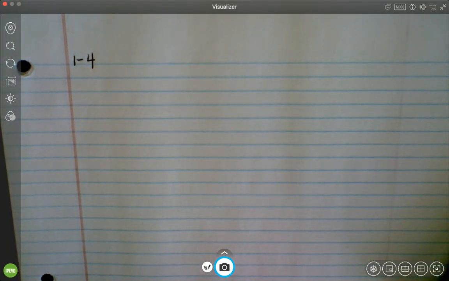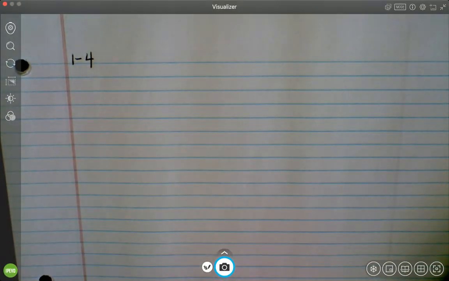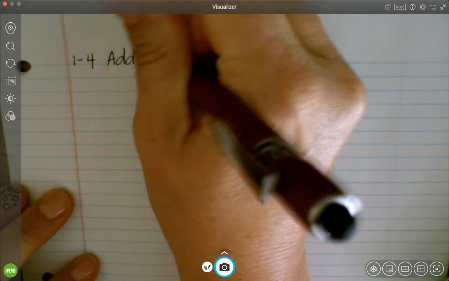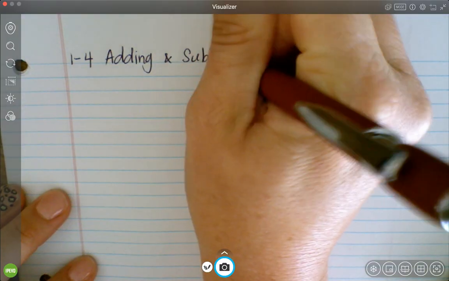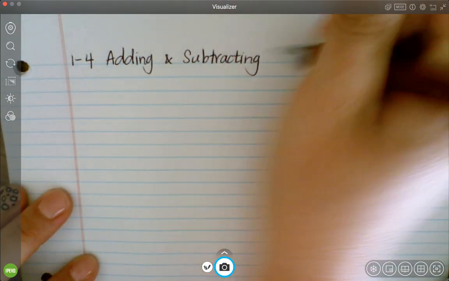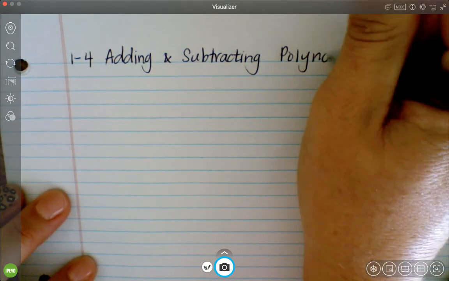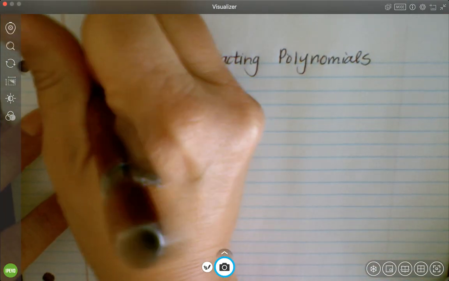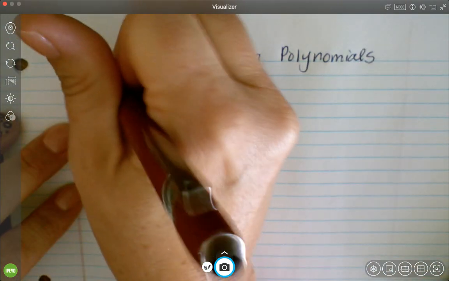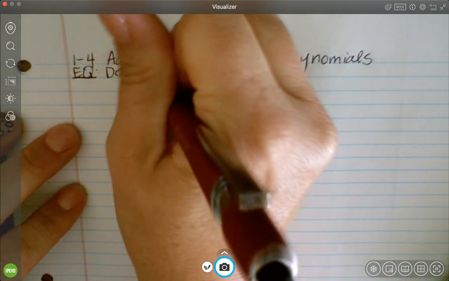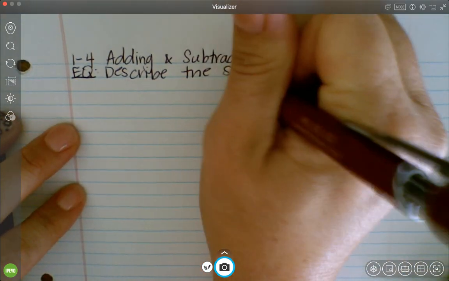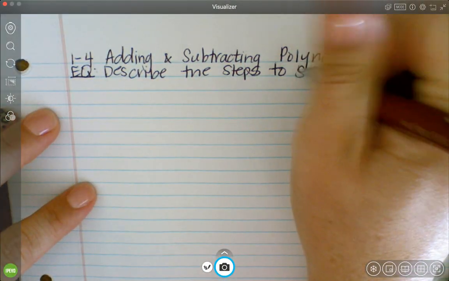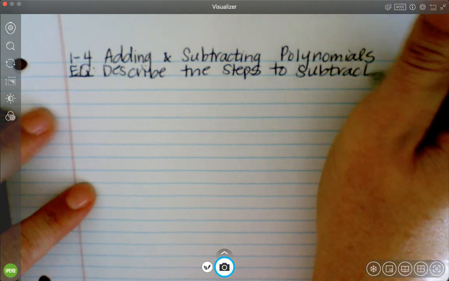Okay, so today we are talking about adding and subtracting polynomials. This is section 1-4. Our essential question for today is to describe the steps to subtract polynomials.